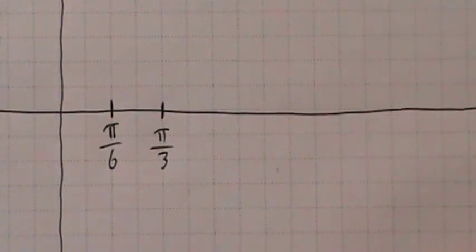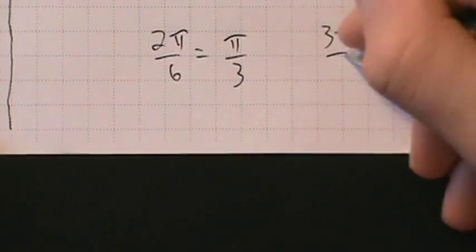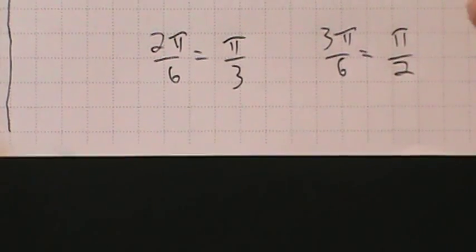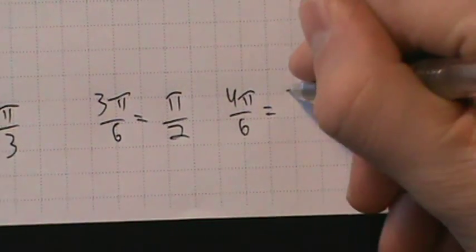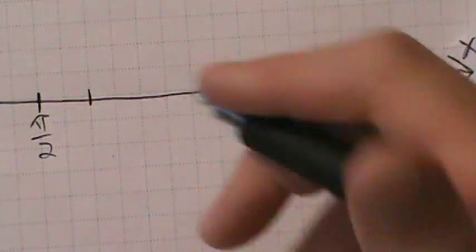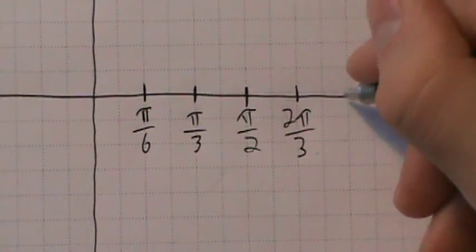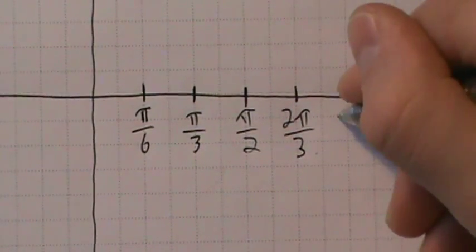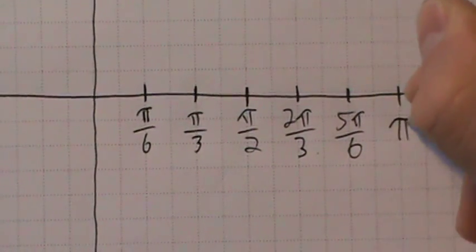Now, this one's going to be 3 pi over 6, but 3 pi over 6 is pi over 2. This next one's going to be 4 pi over 6, which simplifies to 2 pi over 3, right? Pull out a common factor of 2 and we get that. 5 pi over 6 can't be simplified. This next one is 6 pi over 6, which is just pi. Okay. We'll stop there for now.